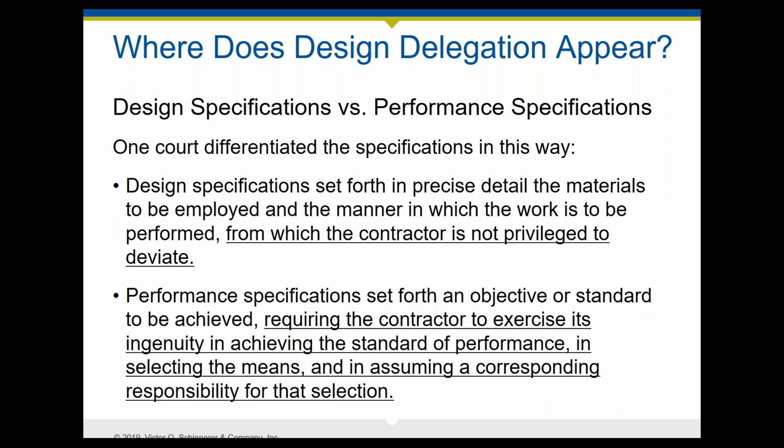Now, when I was talking about the difference between design specifications and performance specifications, this is how one court approached it. We said design specifications really tell the contractor not only what to do, but what the contractor must do. And the contractor has to meet those requirements, has to meet what's in the contract documents, and is not privileged to deviate from that in any way. The contractor, of course, can meet those requirements according to how it works with its own means and methods and techniques and procedures and sequences, but it can't deviate from what's required by the contract document.